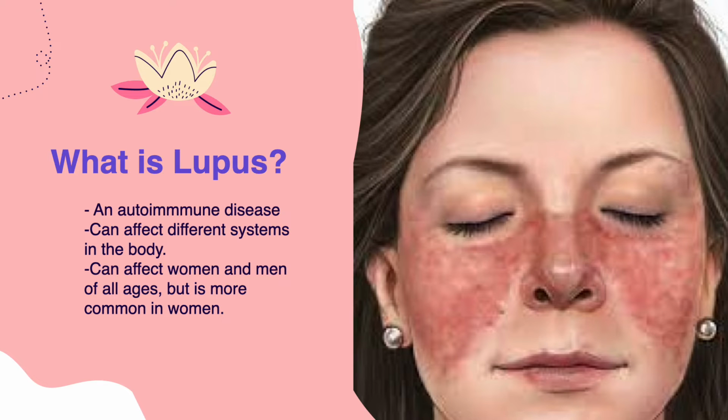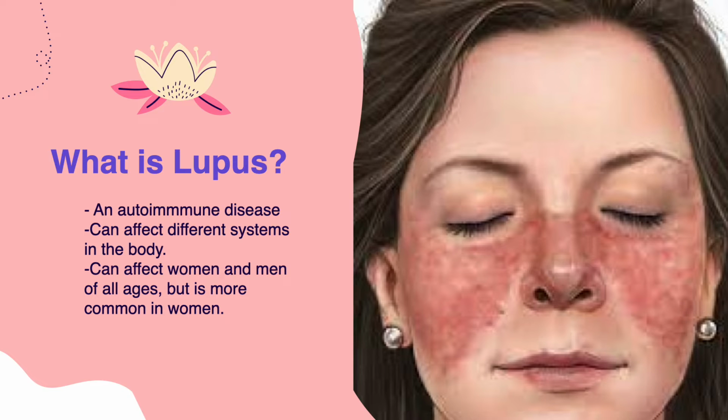So what is lupus? For those of you that are not familiar with lupus, it is a chronic autoimmune disease that affects your whole body. Lupus occurs when one's immune system attacks its own healthy tissues and organs because it identifies them as foreign.